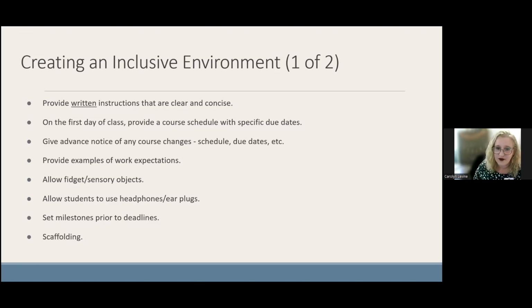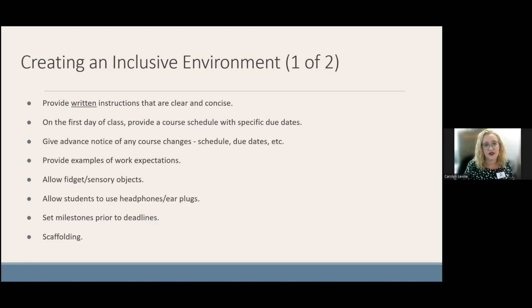If possible, on the first day of class, providing a course schedule with specific due dates, the more specific, the better. I understand that things happen and you may not know exactly what you're going to do on each class day because you may, depending on the class, have to shift things around. It all depends on the students. But even just a general course outline is really helpful.